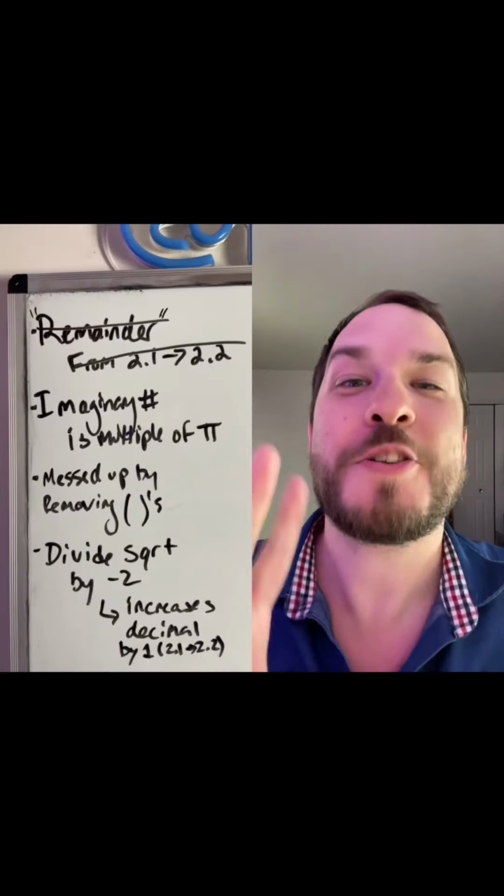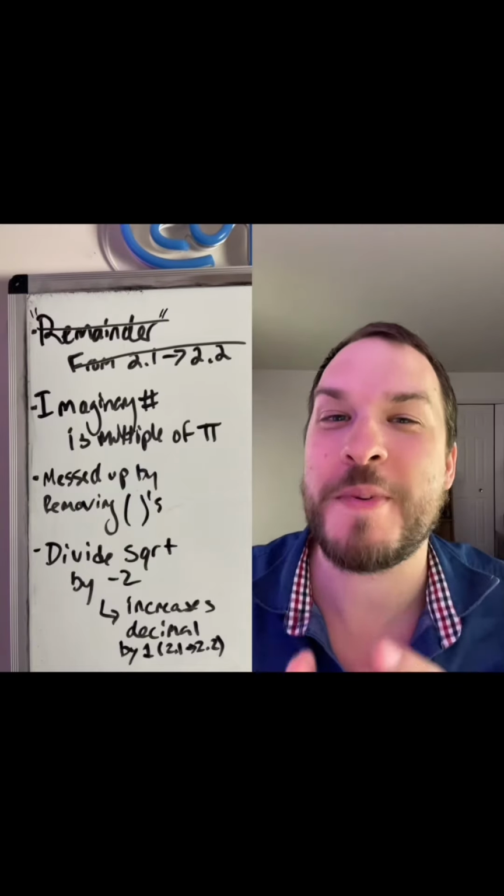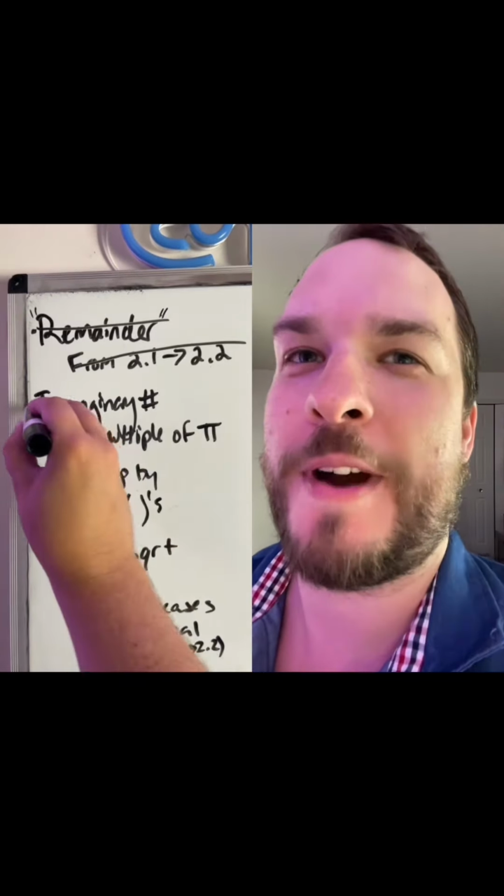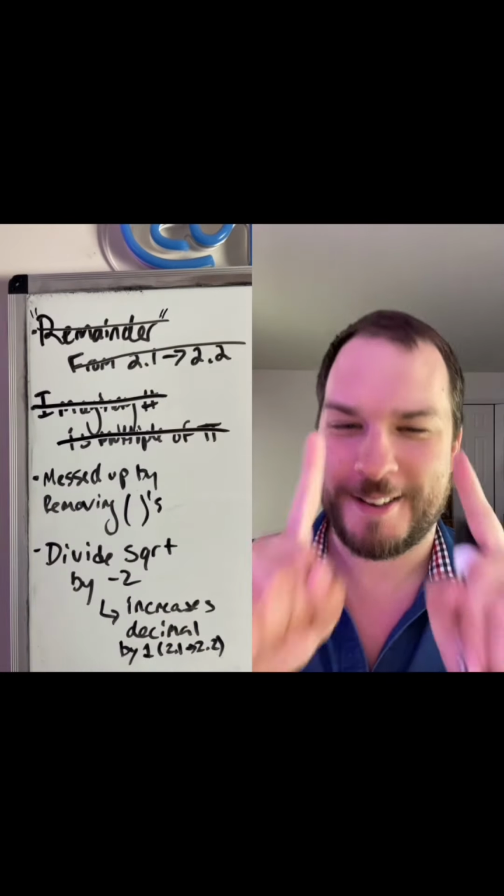It's simple, really. The imaginary number is a multiple of pi. Okay, this one's actually so cool. So an imaginary number that's a multiple of pi just screams Euler's identity to me. So we're going to cross this one out, and I know what I can do with that one, okay? We're going to do this.